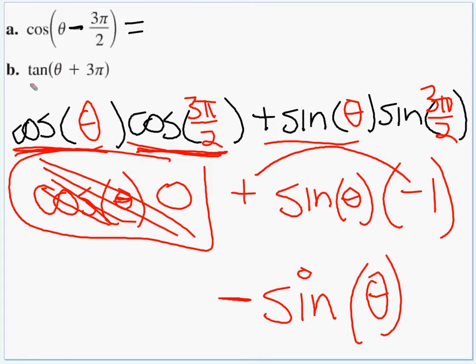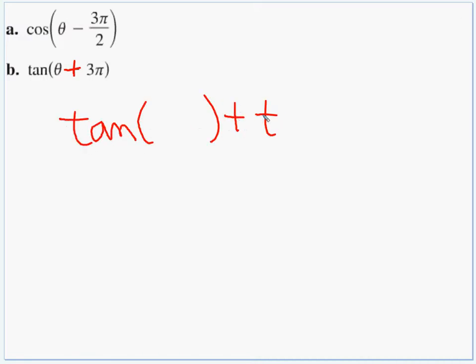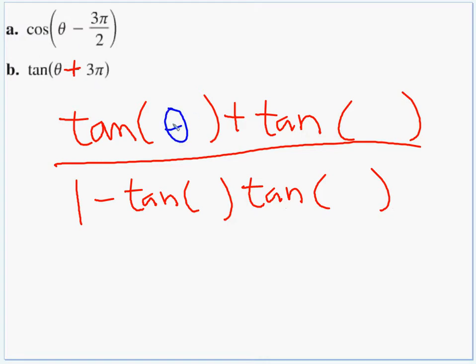Part B. Ooh, we get to use the tangent formula. All right. Tangent of a sum. So the tangent of a sum, the pattern there is going to be tan plus tan in the numerator, and the denominator is 1 minus those multiplied, tan times tan. And the angles drop in. First is a theta, and then a 3 pi. And down here, a theta and a 3 pi.